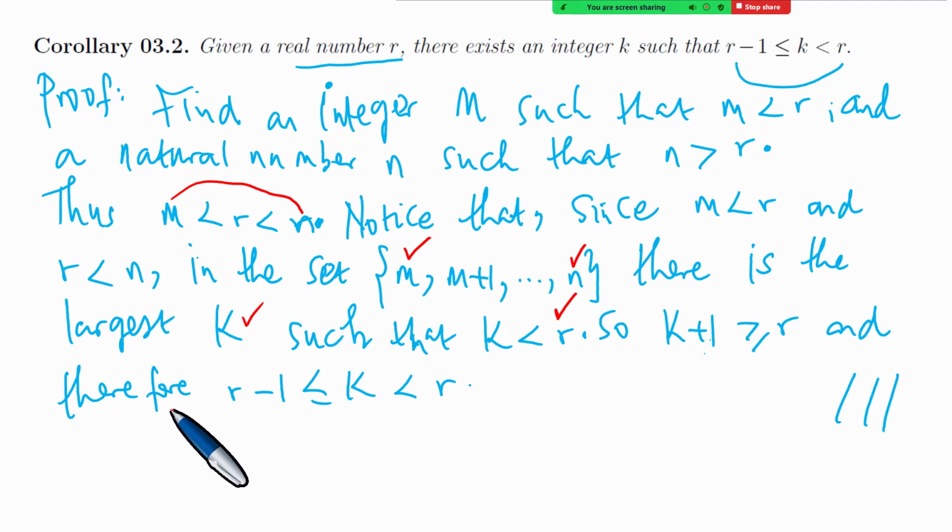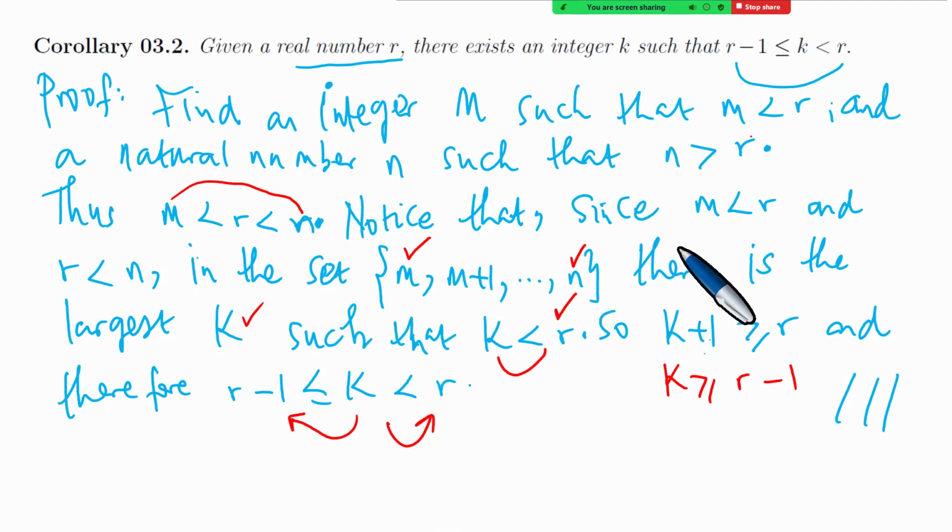And therefore, it means now you can perform algebraic manipulations. If k plus 1 is bigger than or equal to r, it means that k is bigger than or equal to r minus 1. K is therefore bigger than or equal to r minus 1, yet k is less than r. And therefore, we can find this inequality here.